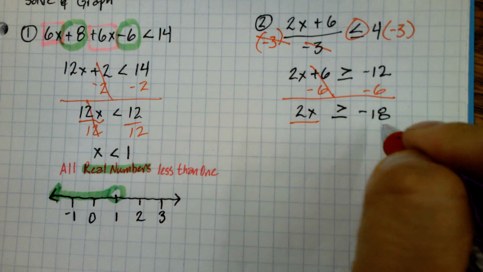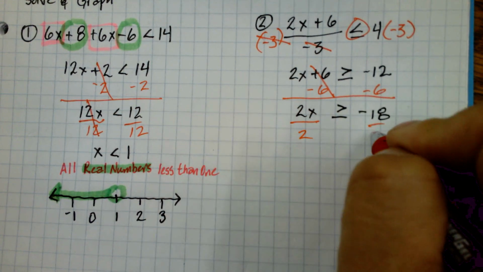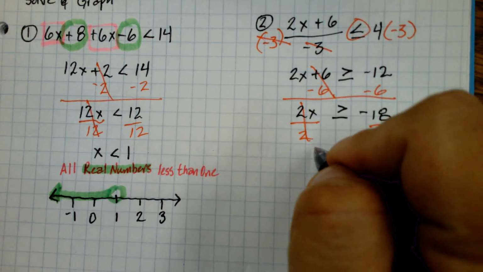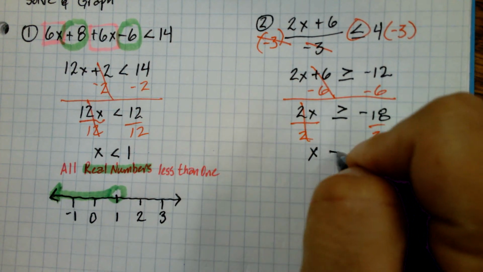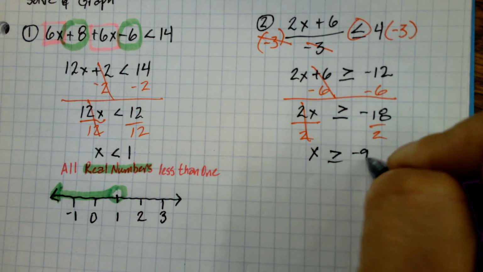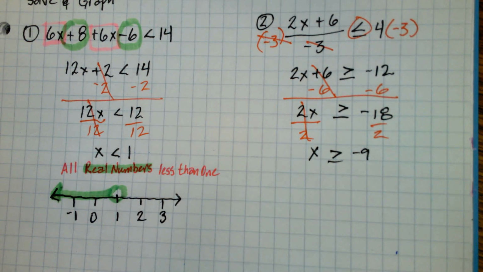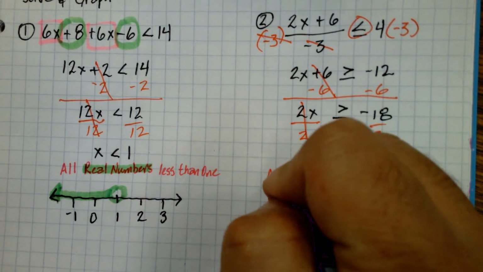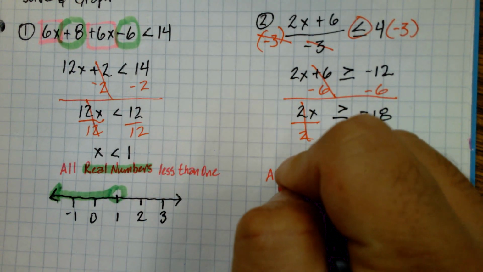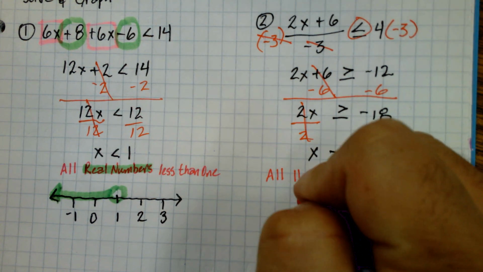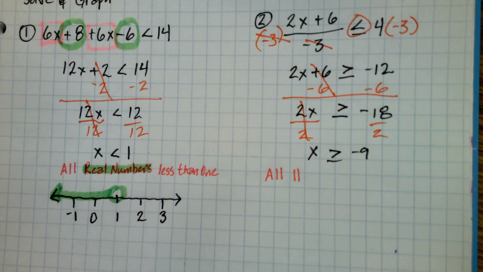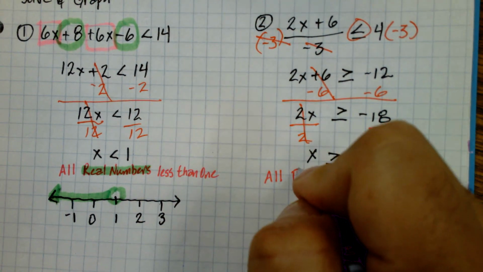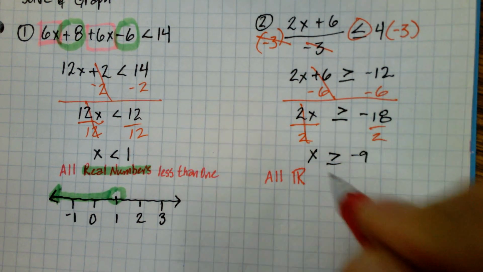Divide out the 2. And we get x is greater than or equal to -9. And how else would we write this? All real numbers. Can I show you a shortcut for saying real numbers? Do this. Make like you're going to put the double L for all, but make an R with that. Make an R there.